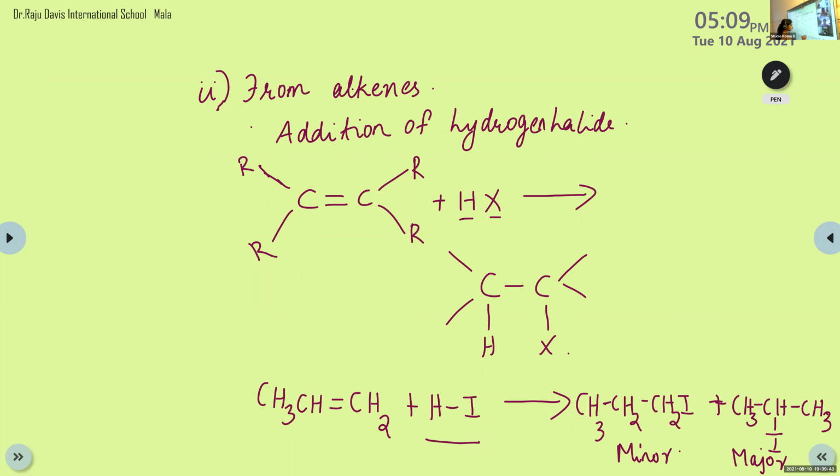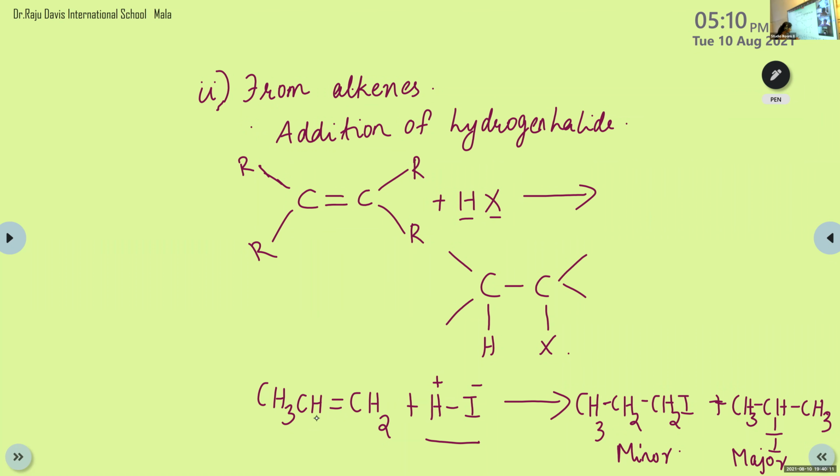The negative part in hydrogen iodide is iodide, right? This one is negative and this one is positive. So the negative part of this compound will be added to the carbon with the lesser number of hydrogen atoms. Is this clear? The negative part of this reagent will be added to the carbon with the lesser number of hydrogen atoms. It will be considered the major product and the other will be considered the minor product.